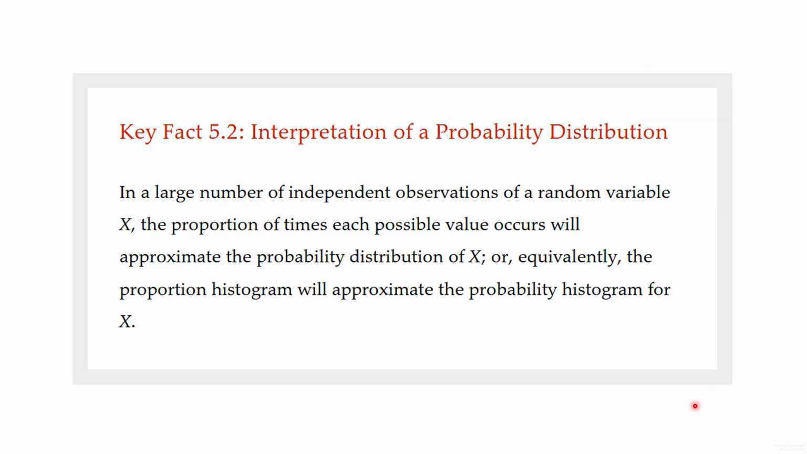So key fact 5.2, the interpretation of a probability distribution. In a large number of independent observations of a random variable x, the proportion of times each possible value occurs will approximate the probability distribution of x, or equivalently, the proportion histogram will approximate the probability histogram. So it's just saying the proportions that you get will approximate the probabilities. There might be a little error around it, but it's pretty good.